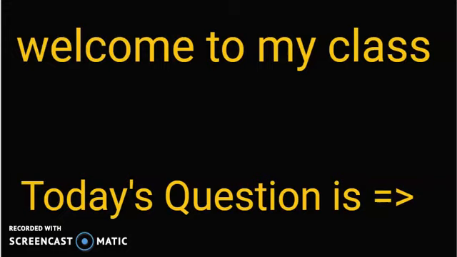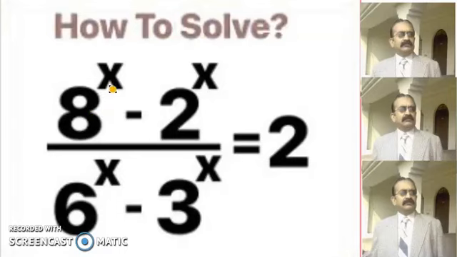Again, today's question is (8^x − 2^x)/(6^x − 3^x) = 2, and we have to solve it for x where x belongs to integers. So let us proceed to solve this question. Now, as you can see, the question I have written over here, and we have to solve this question.